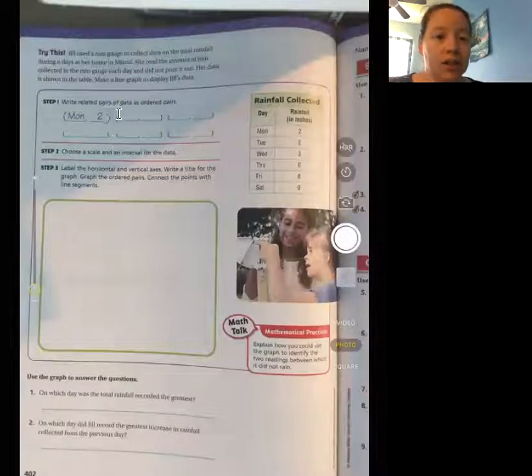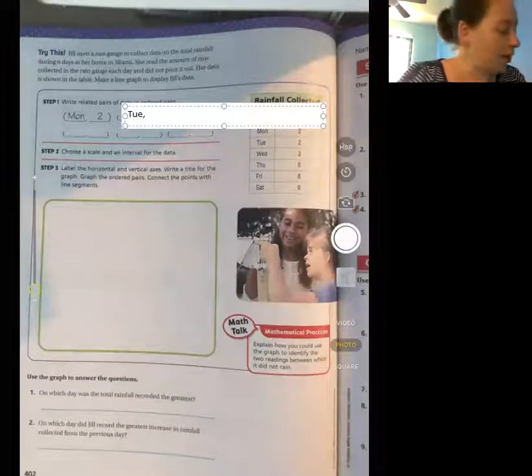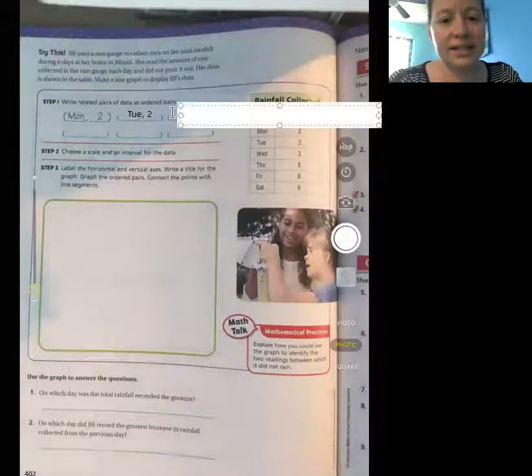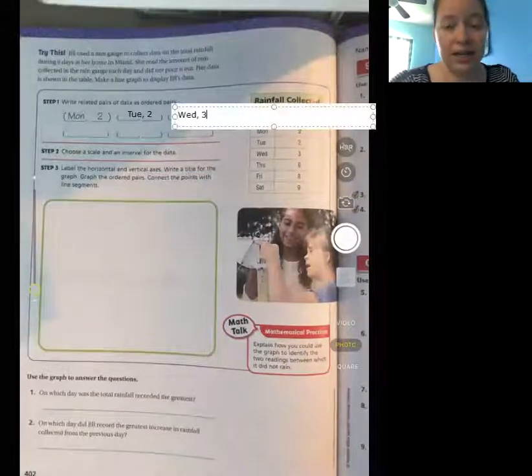All right, so I am going to use up here for step 1, but when I get to step 3, I'm actually going to get my own graph paper because this grid is almost impossible to see. All right, so Monday, we had 2 inches of rainfall. Tuesday, there was 2 inches of rainfall. Wednesday, there was 3 inches of rainfall.